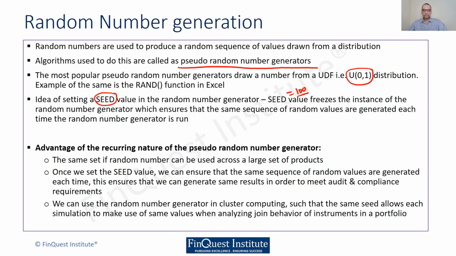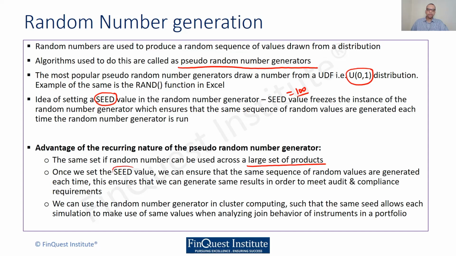In software like Python, etc., we can have a seed function so that we define the seed and we are able to simulate random numbers which follow that same specific sequence. Now, a few advantages of the recurring nature of the pseudo random number generator. The same set can be used across a large set of products. So imagine that you have a large portfolio and you can use the same random numbers everywhere.